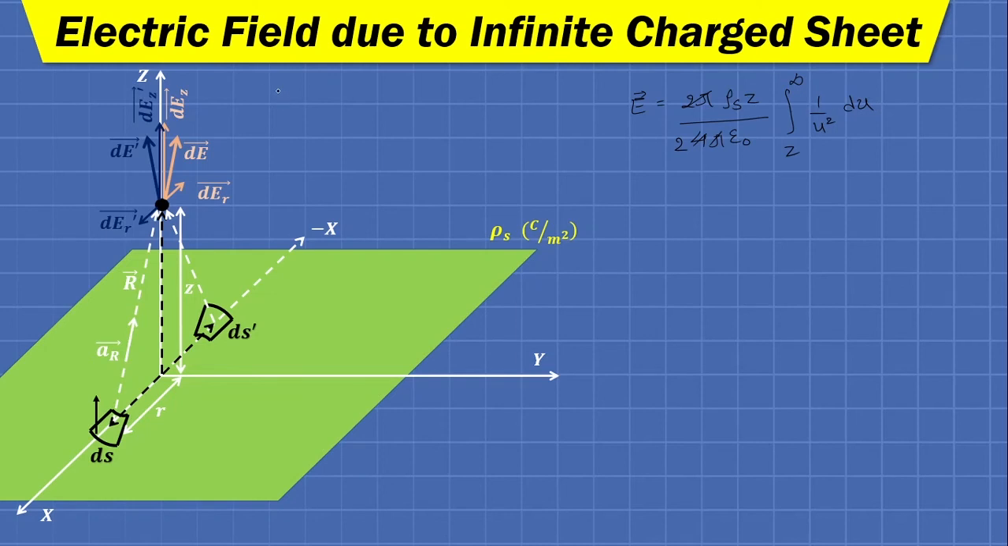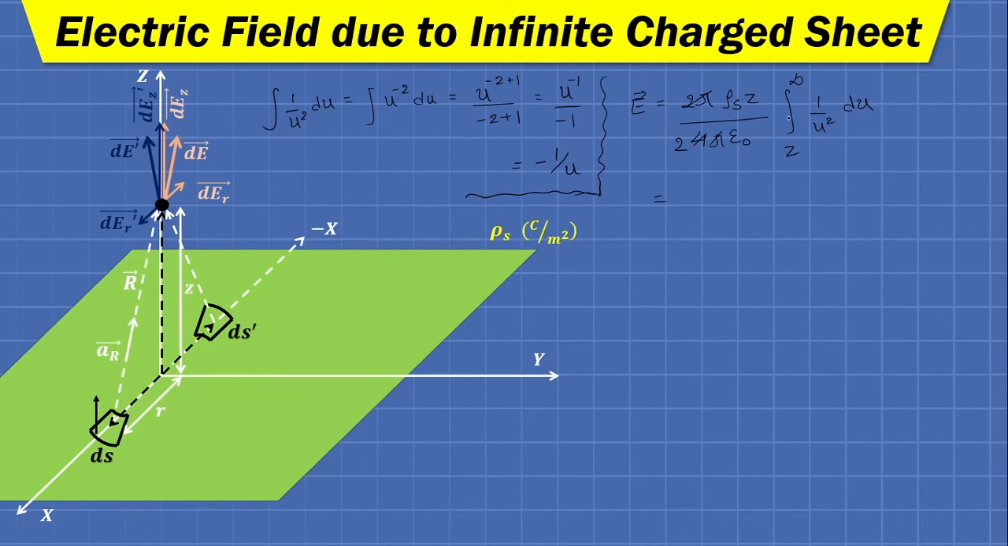Now the integration of 1 upon u square with respect to u is nothing but integration of u raised to minus 2 with respect to u, and this integration will be u raised to minus 2 plus 1 divided by minus 2 plus 1. Doing so, we will have u raised to minus 1 divided by minus 1, which is nothing but minus 1 upon u. Fine. So for studying electromagnetics, your mathematical concept and mathematical logic should be very strong.